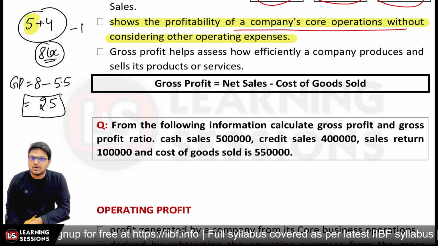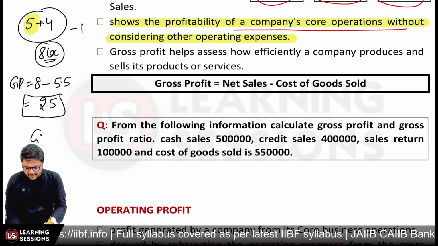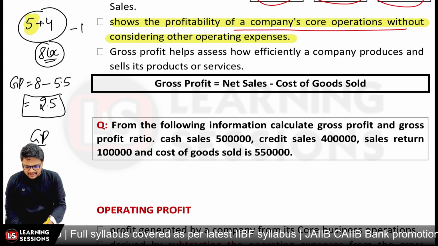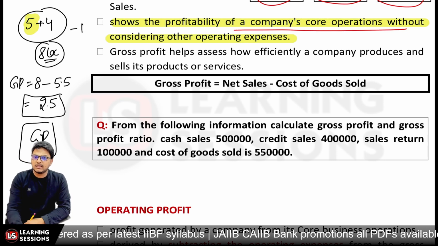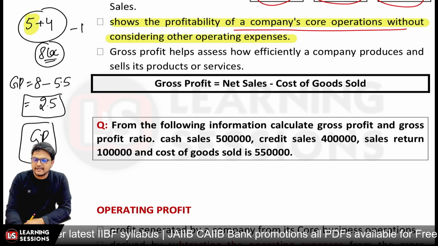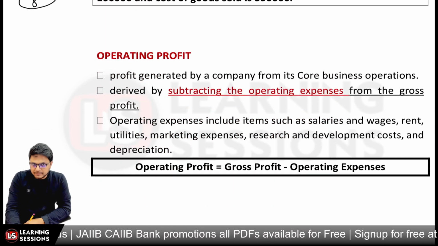And if we talk about the gross profit ratio, in that scenario it will be equal to gross profit divided by the net sales. So gross profit divided by net sales, that is equal to 8. So it will be 2.5 divided by 8, and whatever the number is, it will be the gross profit ratio. It is represented as a percentage, right? And after that it's related to operating profit.